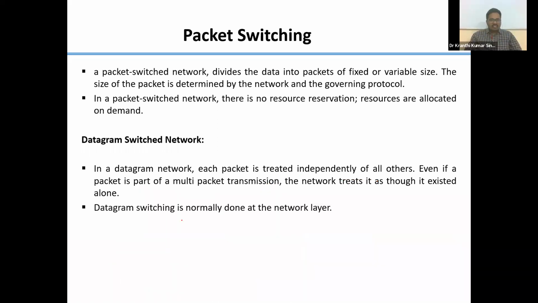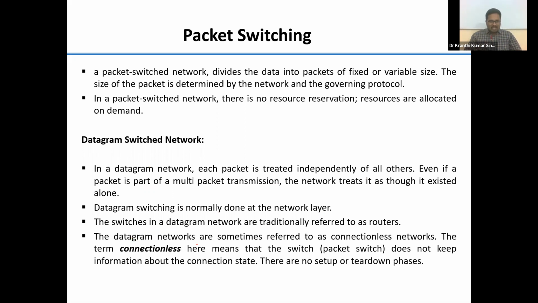Datagram switching is normally done at the network layer, of course, network layer only. And the switches in a datagram network are traditionally referred to as routers. See, switching means on and off: enable the connection, disable the connection. It's not a device. We treat it as a concept. Datagram networks are sometimes referred to as connectionless, because there is no setup phase and no dedicated link existing at all. It is a sharing point only.